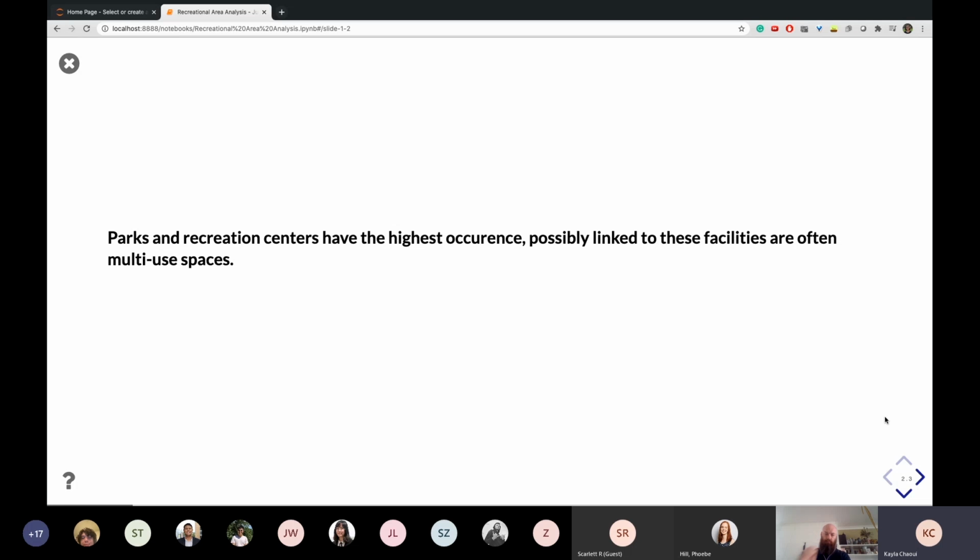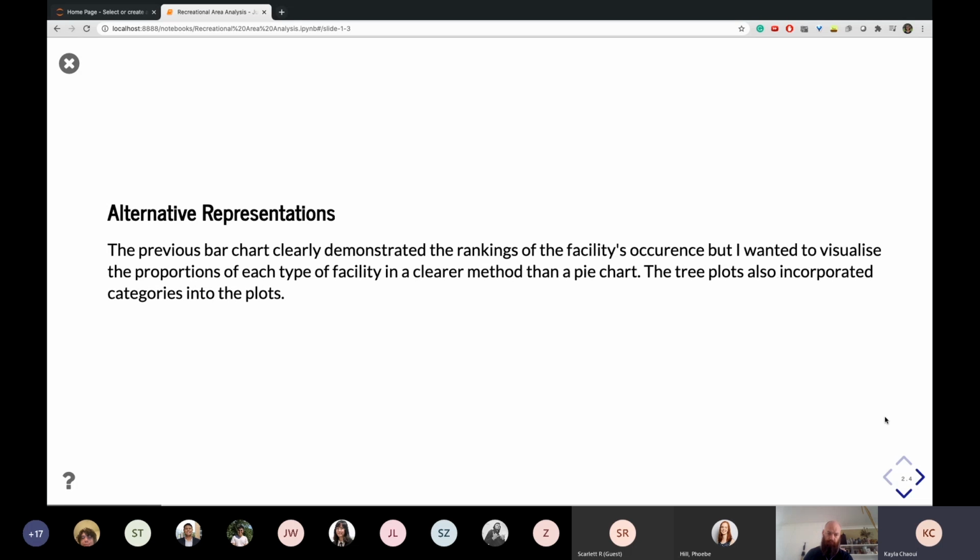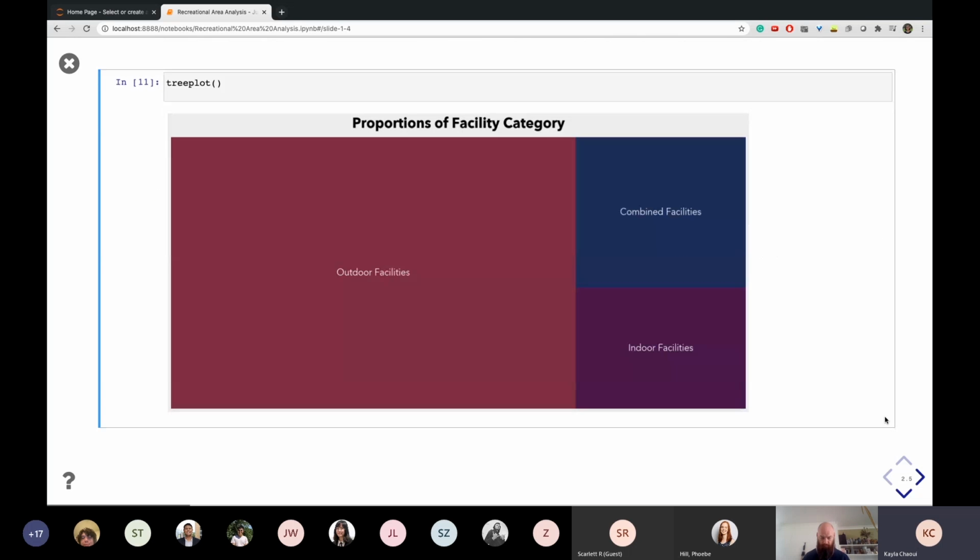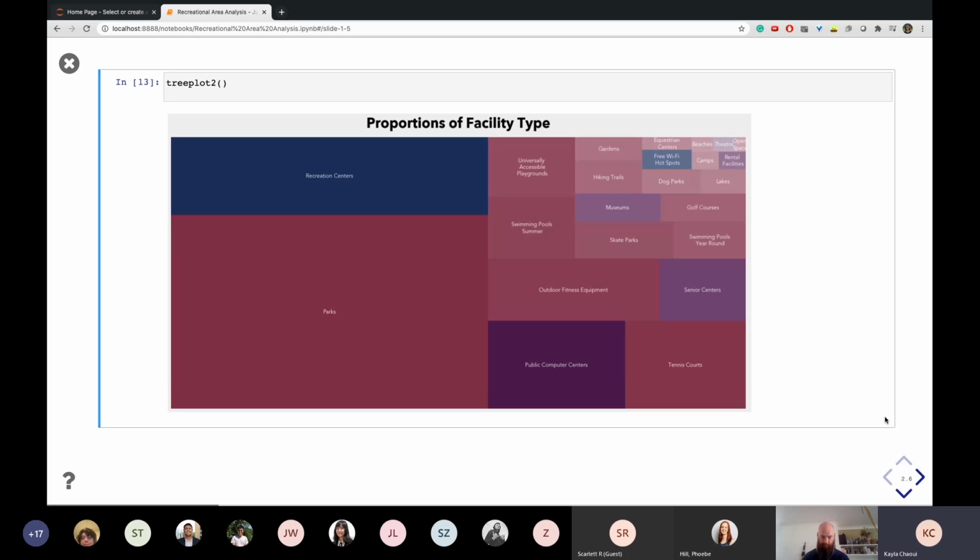The bar chart was a good visualization of rankings, but I wanted to look into proportions. This tree diagram shows the proportion of each category, where around 2/3 are outdoor facilities. And this next tree diagram expands on this concept, noting the specific facility types as individual boxes. Multi-use facilities, parks, and recreation centers occupy most of this tree plot.